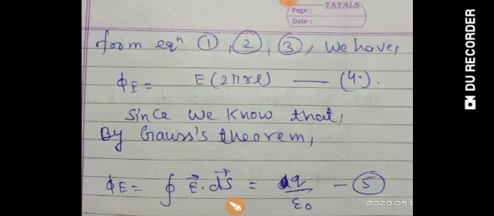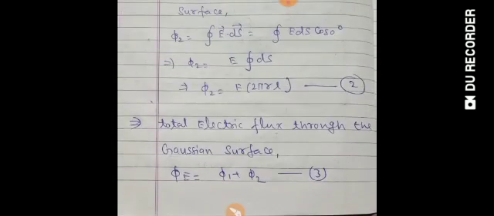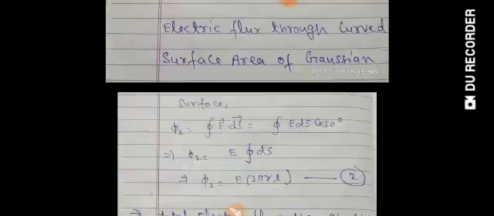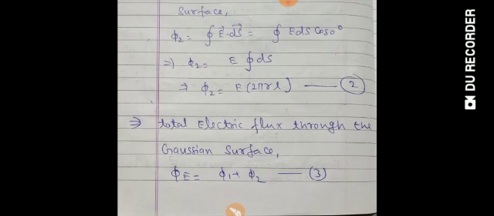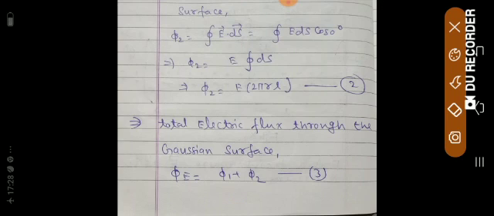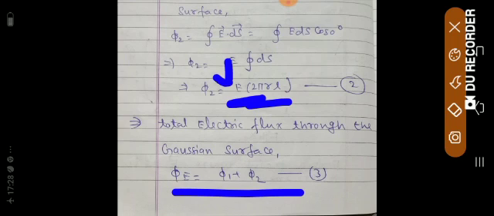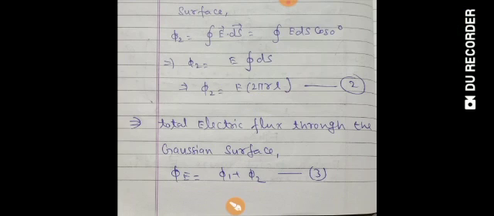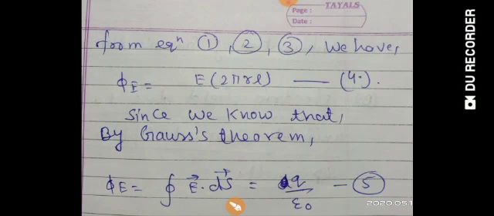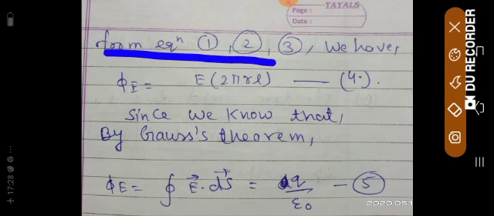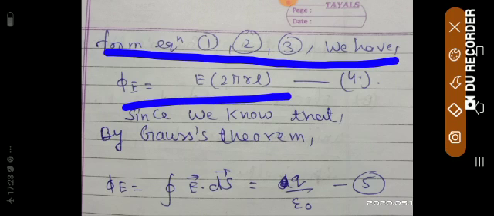Okay students, further. From equations 1, 2 and 3 we have, what is 1, 2 and 3? In 1 we have 0 value. In phi 2, equation 2, we have E times 2 pi r l. And in 3 I am going to put the values from 1 and 2. From equations 1, 2 and 3 we have phi E equal to E 2 pi r l. That is your equation number 4.